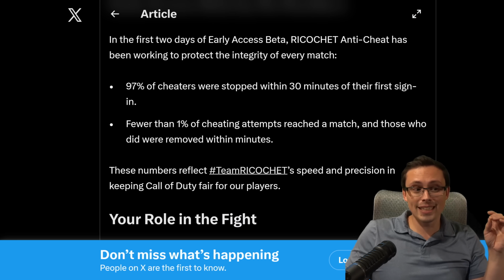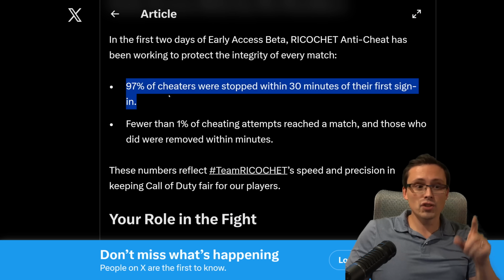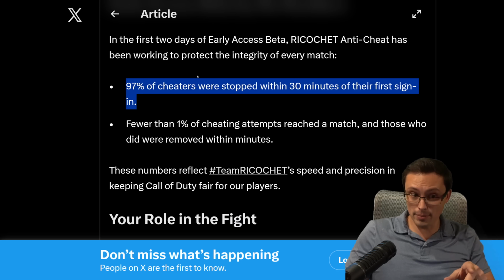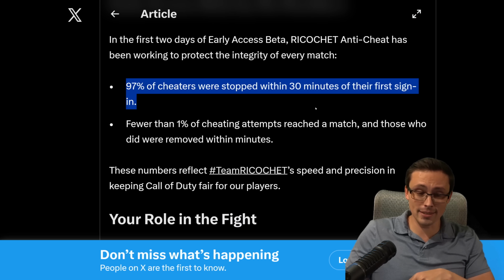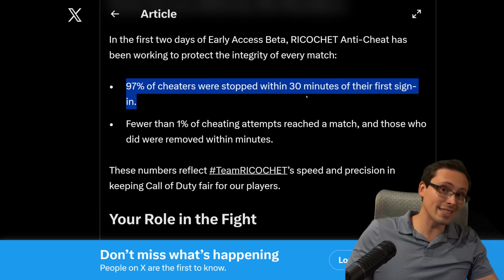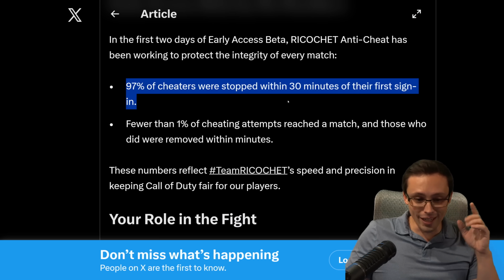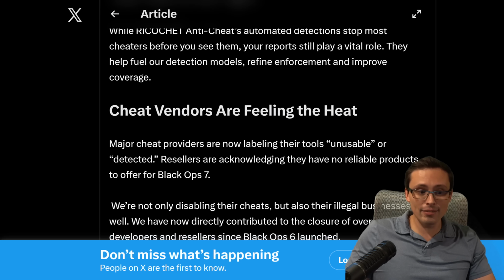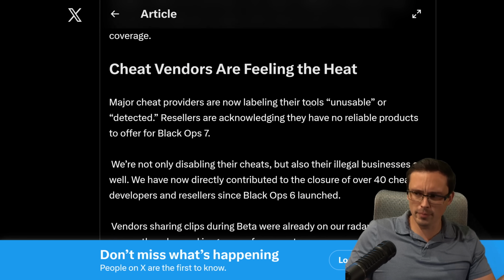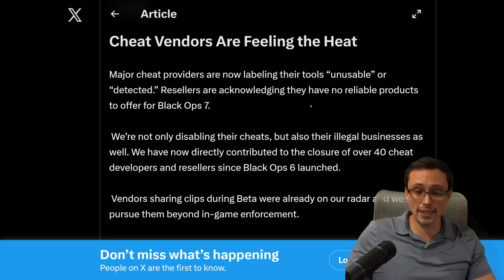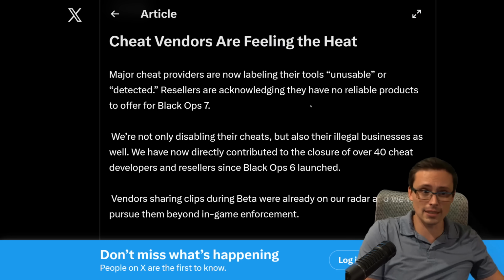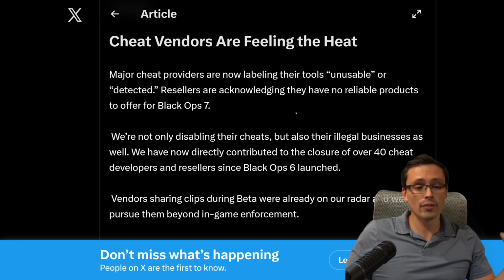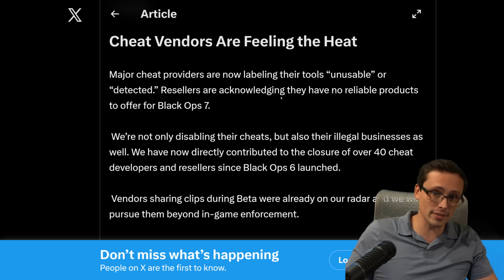So are we saying that 97% of cheaters were stopped within 30 minutes? Were there cheaters who were never detected that isn't making it into this data set? I'm just going to throw that out there. That being said, there is reason to believe that this is a more effective measure for reducing cheating rates, and it seems like it's probably more effective than what they were doing previously. So that's at least a positive.